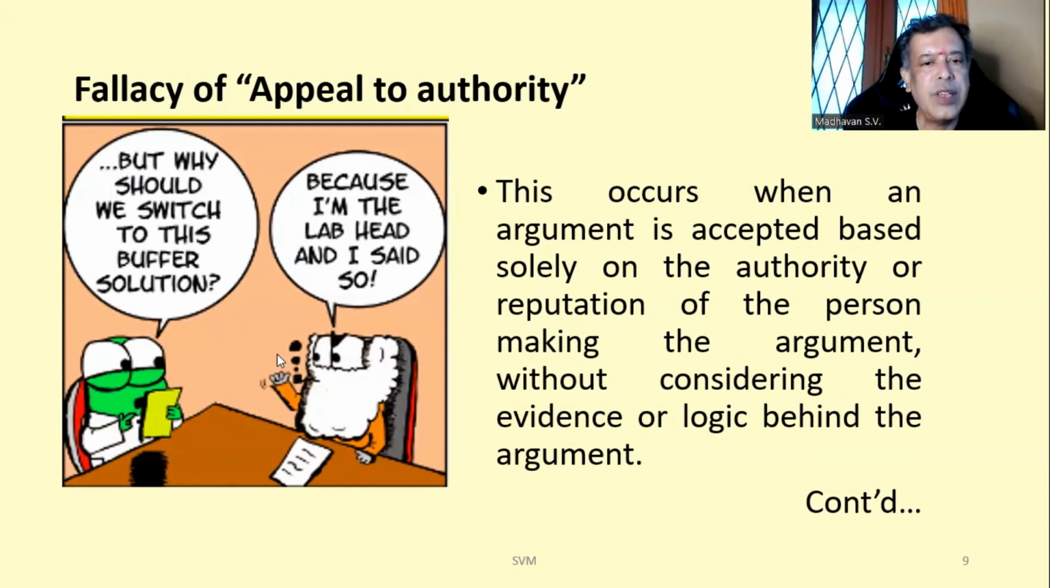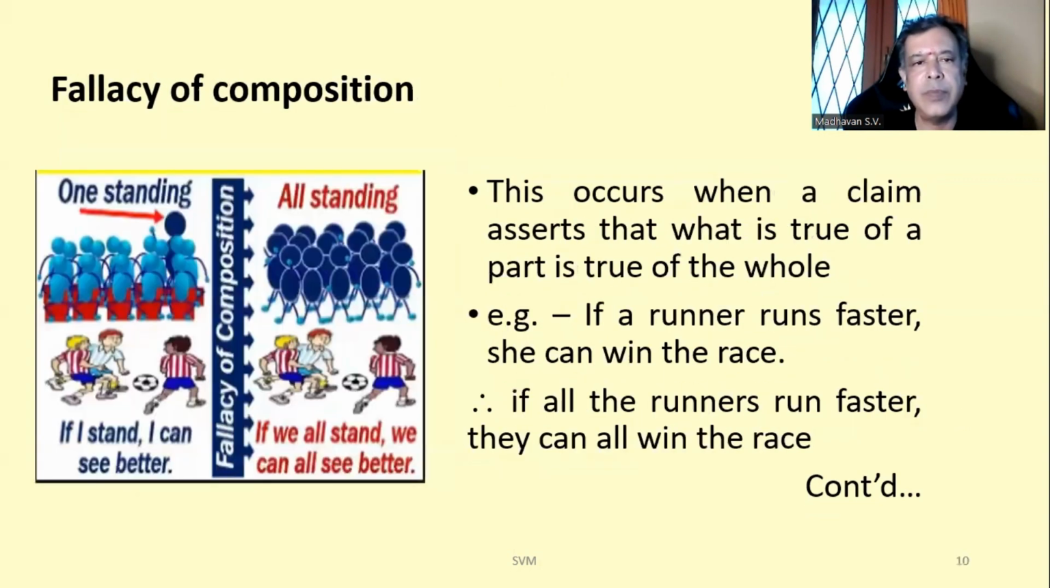Fallacy of appeal to authority. Here you may see this picture: why should we switch to this buffer solution? Because I am the lab head and I said so. This person is showing his authority and he expects the other person to simply accept that based on the authority. This occurs when an argument is accepted based solely on the authority or reputation of the person making the argument, without considering the evidence or logic behind the argument. That is basically appeal to authority.